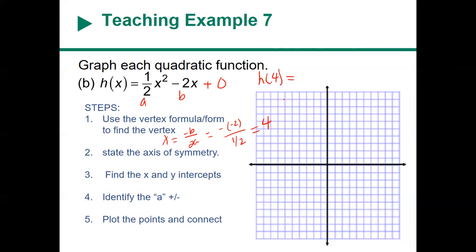So we're going to plug that in. So I have H of 4, 1/2 times 4 squared minus 2 times 4. What is 1/2 of 16? What's 8 minus 8? 0. So my vertex is at 4, 0. 1, 2, 3, 4. So my axis of symmetry, therefore, is at x equals 4.